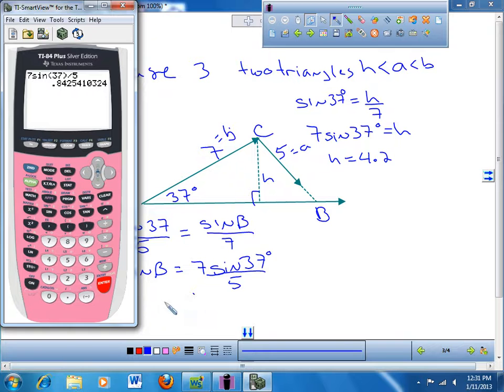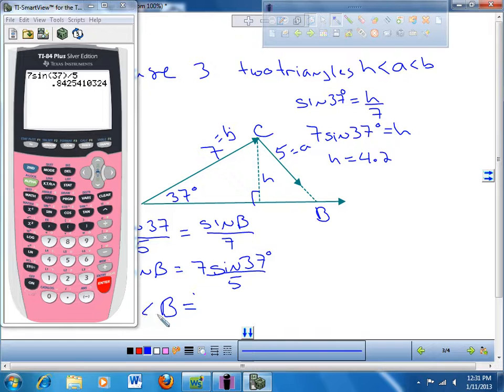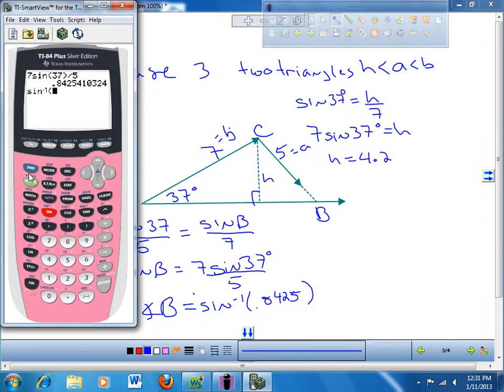So that means that sine of B is equal to that. So to get angle B, I have to take the inverse sine of 0.8425, okay? And on your calculator, you could go second sine, second answer, and you should get that angle there is 57.4 degrees. But you're not done yet.